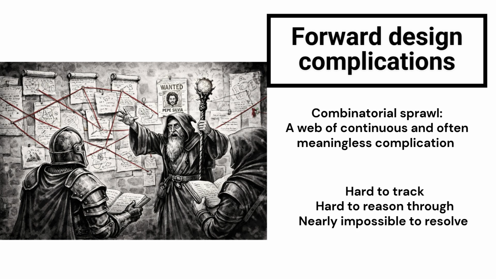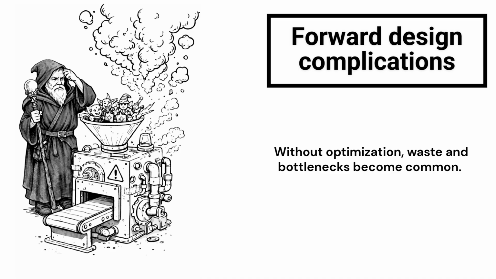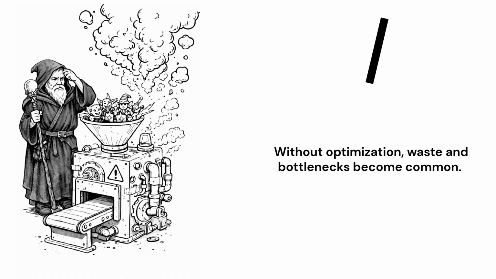resolve cleanly. At a systems level, this is equivalent to building an assembly line without knowing what product it's meant to produce. Parts are added freely, processes accumulate, but nothing is optimized for an outcome, so waste increases, bottlenecks appear, and eventually the system becomes so complex that meaningful control is lost.